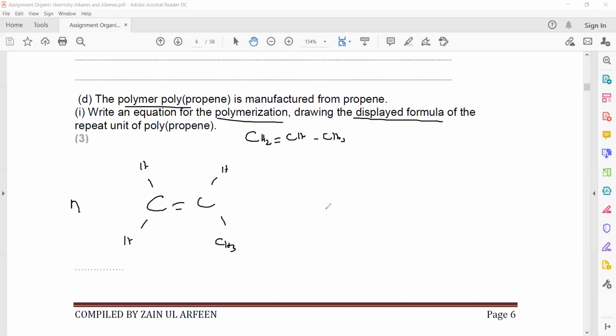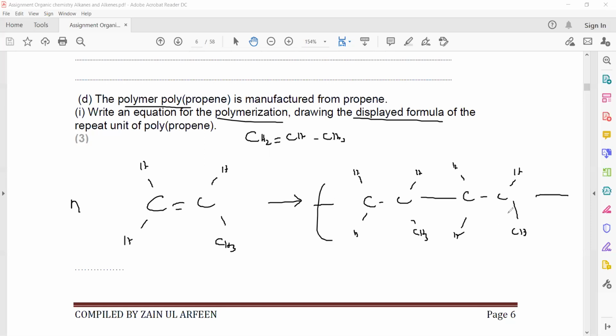So if we have n molecules of this, and we have to draw the repeat unit, we should repeat it. So this will continue, and the brackets are put in.